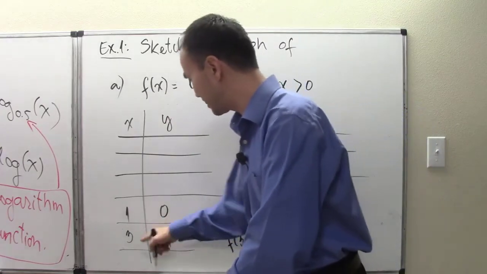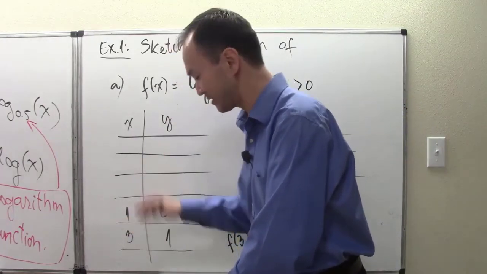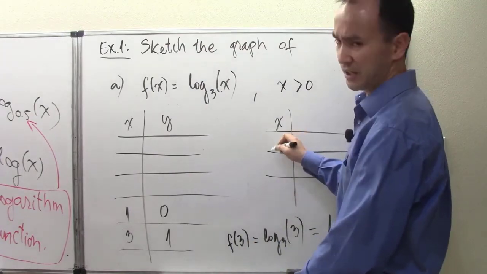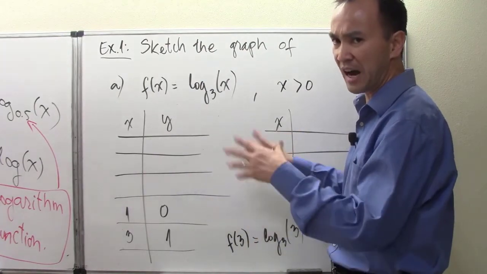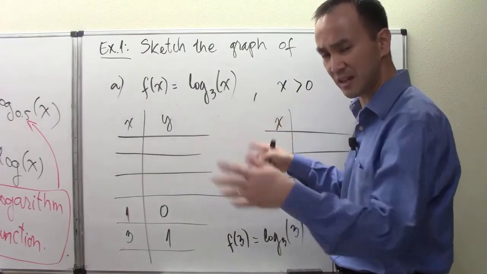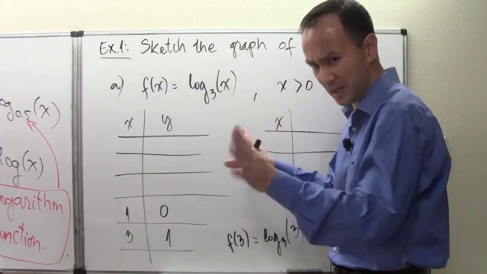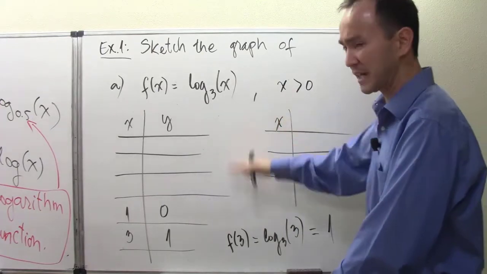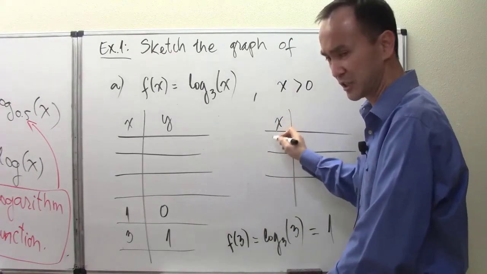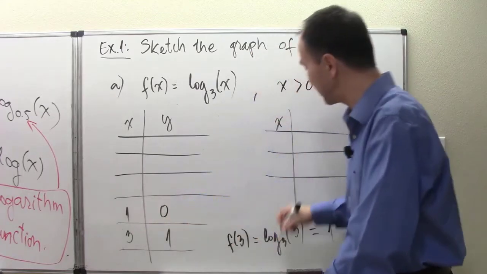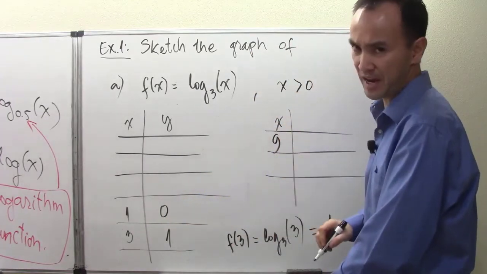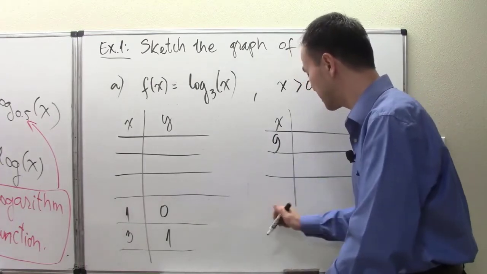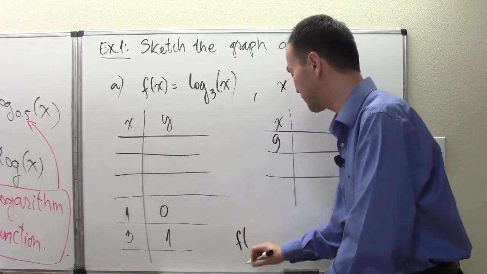Yes, you can try 2 right here, but there's no need for that. For the next one, you can give inputs like 4, 5, 6, 7, 8, or even 5.5, any inputs that you want as long as the inputs are positive. But for my table of values, I'll purposely choose the next one after 3 to be 9 for my x.